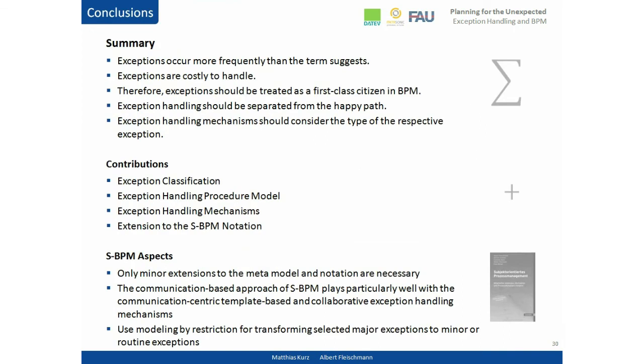Conclusion: exception handling is very, very important, and I think exceptions are the normal. What is our contribution? We gave a classification of the exceptions. We introduced a general procedure model for how exception handling can be done, and also the related mechanisms. And I have shown you an extension to an S-BPM model, the parallel activity specification scheme, for how you can handle that in this notation.